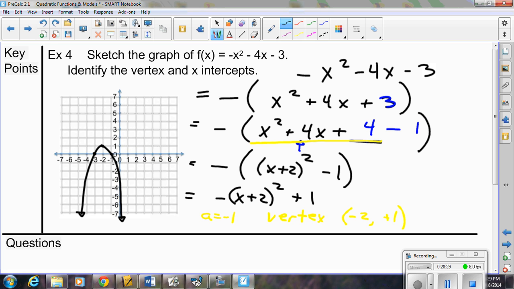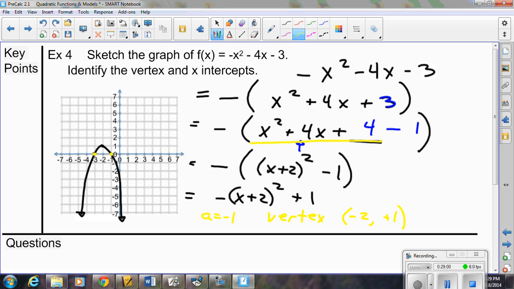So, where is the vertex? We have that answered in the yellow. The next part, though, does not ask for the axis of symmetry. It asks for the x-intercepts. Remember, the x-intercepts have the characteristic right here that the height is 0.